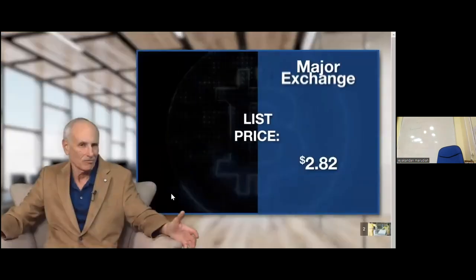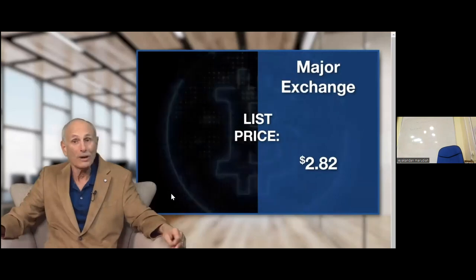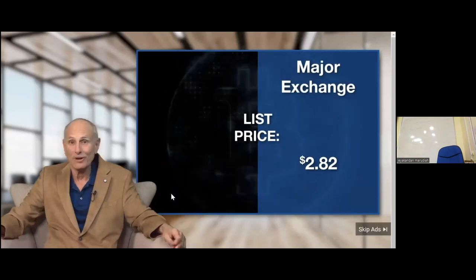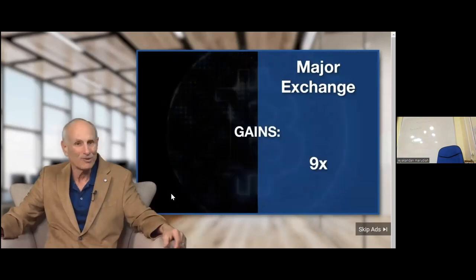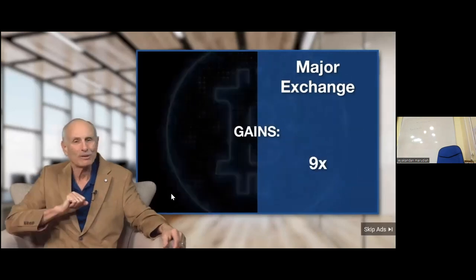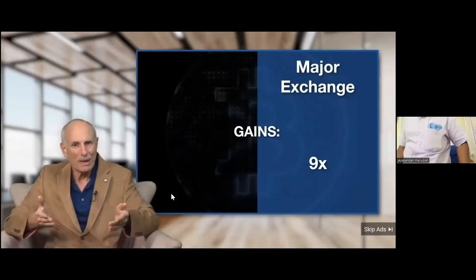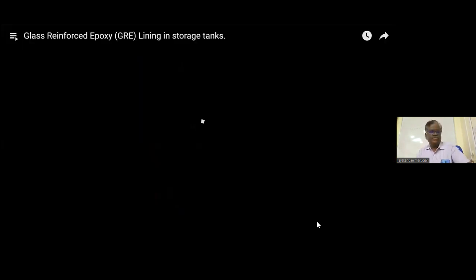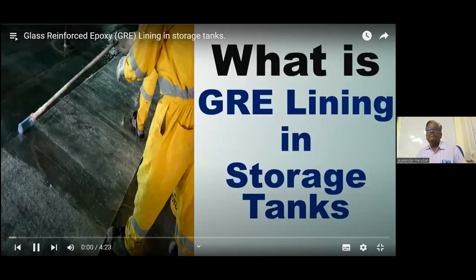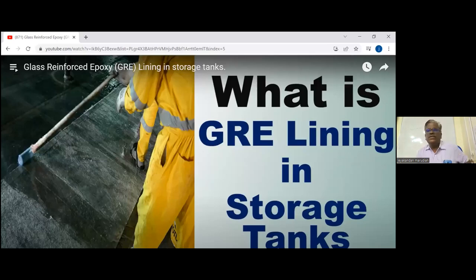Imagine this scenario. You buy a little known cryptocurrency at $2.82 from a major exchange. The coin surges to $26.50, and then you get a nine-fold gain. Yes. You buy the same cryptocurrency, but this time you buy it using a perfectly legitimate.